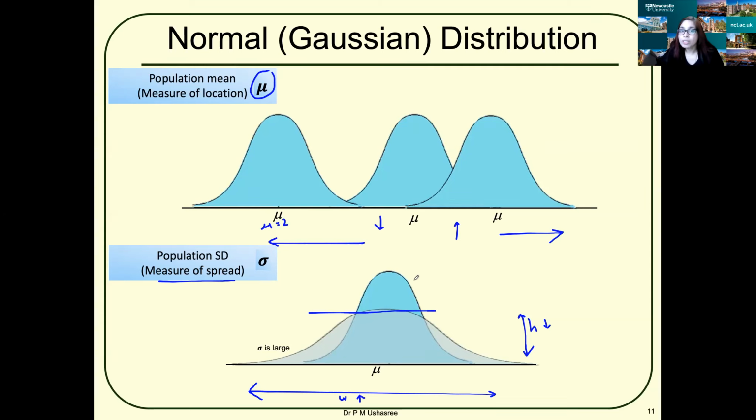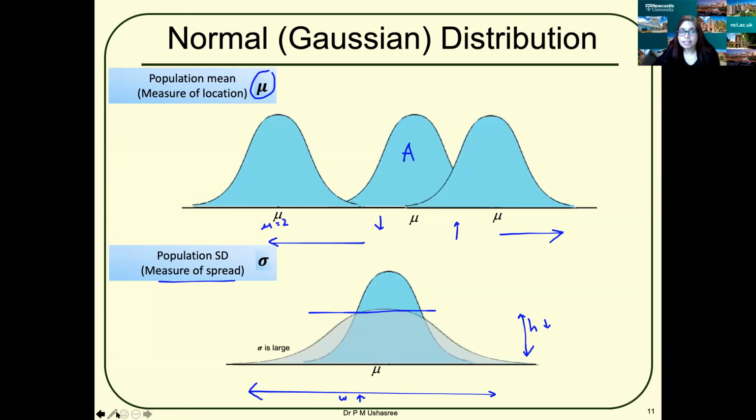This is because the area under this curve is constant. You're going to see that soon. The area under this curve is constant. To keep it constant, if the width increases, if the spread increases, the height has to decrease, so that the total area under the curve is constant. So the probability is constant.